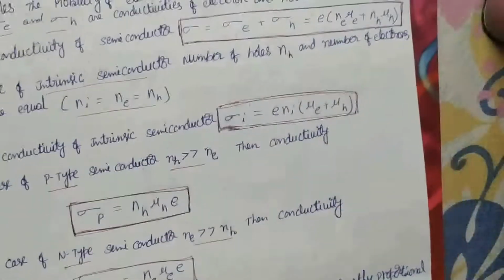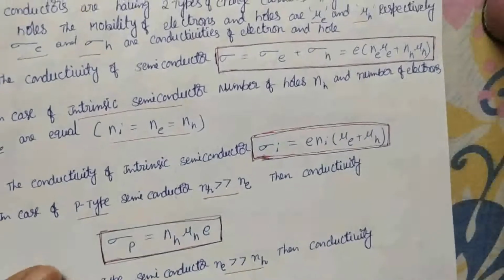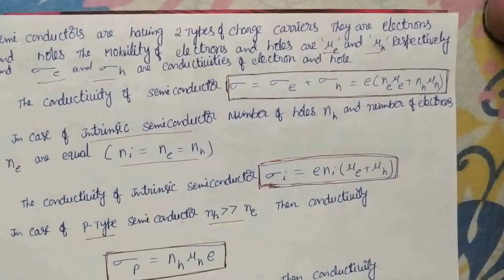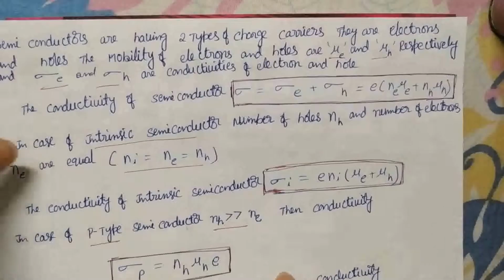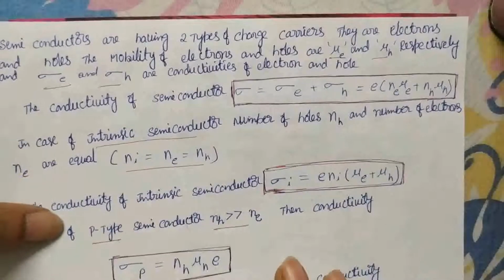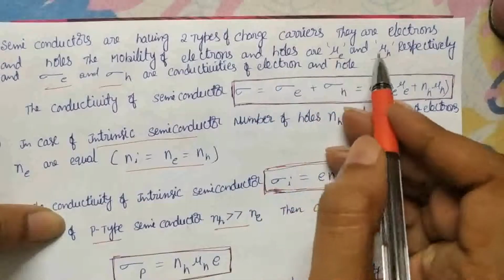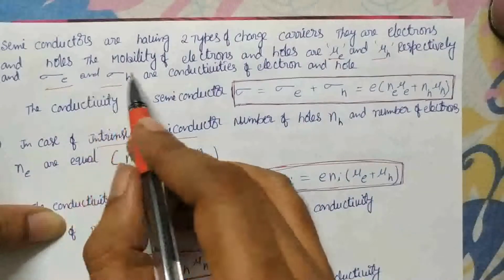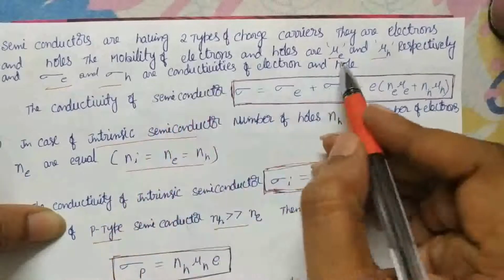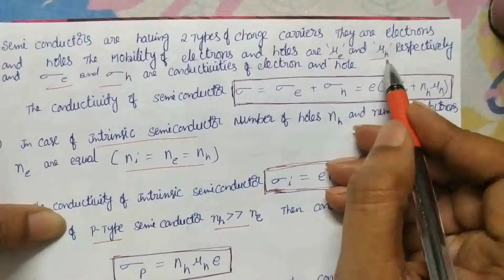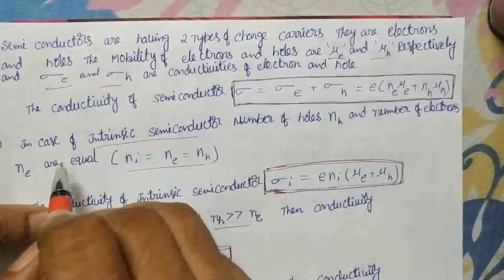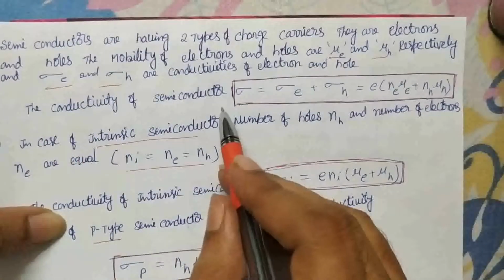Suppose you take the case of semiconductors, what can we write? Semiconductors have two types of charge carriers, and in normal conductors we are taking only electrons. But here in the case of semiconductors, two types of charge carriers are there. Those are electrons and holes. And suppose electrons and holes have mobility mu e and mu h, and their conductivity is sigma e and sigma h. Then what is the conductivity formula we get here?